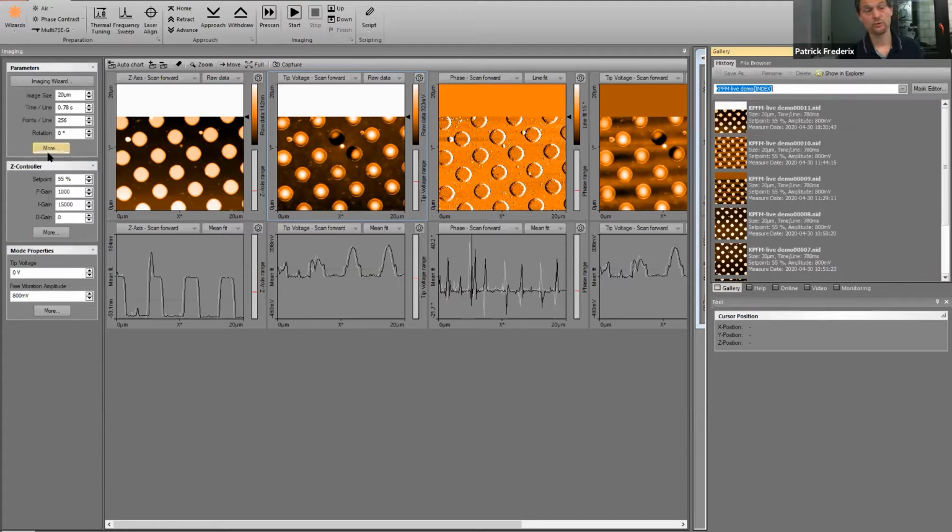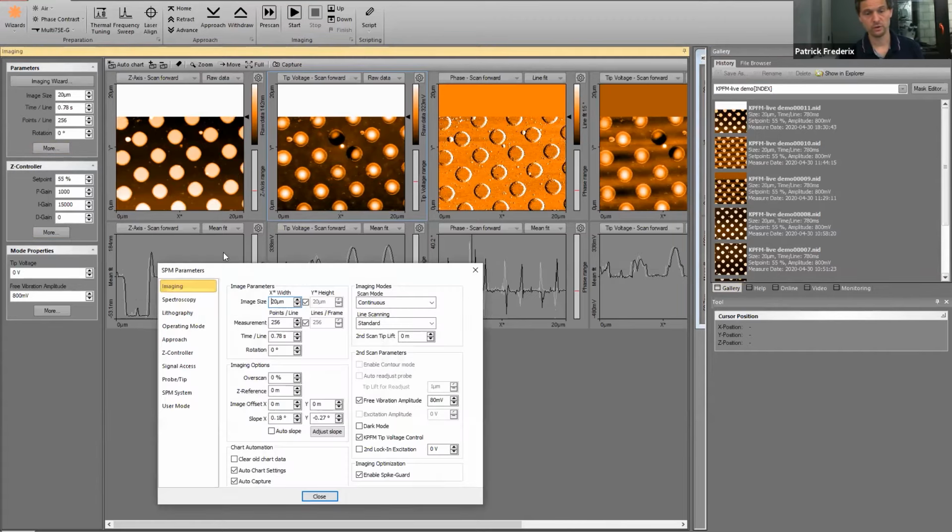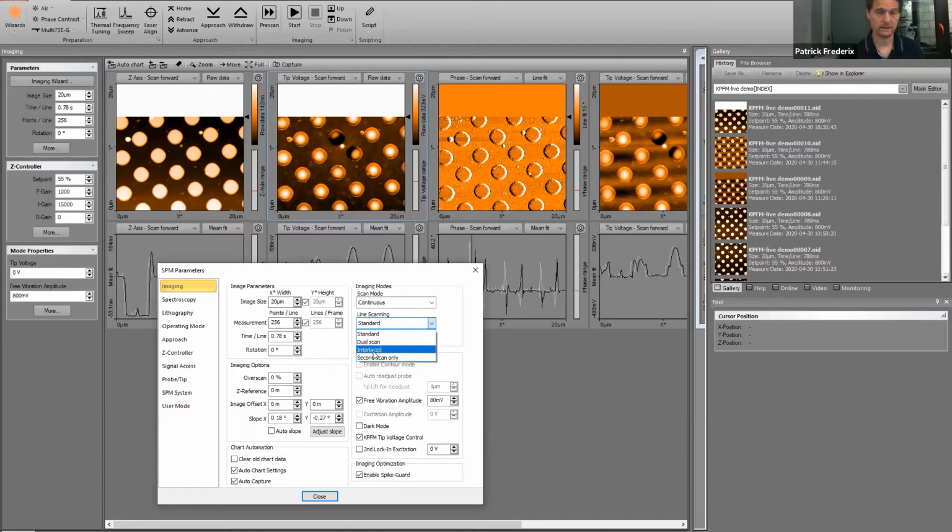As said before, there are two flavors of KPFM. You can do it in single run or in dual run. Single run is the standard imaging condition. Here you can have dual scan or interlaced, where you have a normal scan forward and a lift mode on the way back. Or, what is often used for MFM, you only measure the second scan, which gives you an increase in speed if the topography does not contain much information. So I'll select dual scan.